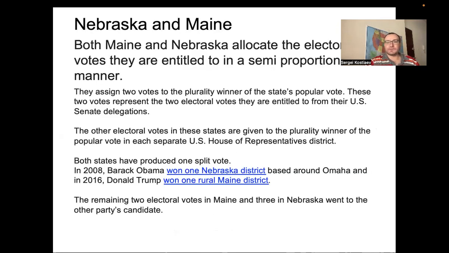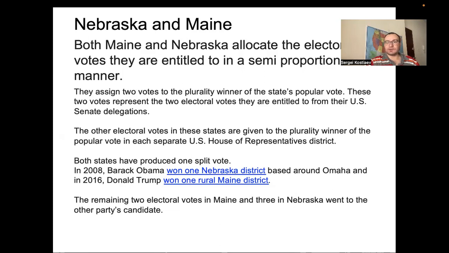In Nebraska and Maine, they have a kind of proportionate system. In that system, the candidate who gets the majority gets two electors from the Senate delegation. But if someone came second in Maine or Nebraska, that person gets one vote from a House delegation. And this is what happened in 2008. Barack Obama won one Nebraska district, which was urban and Democratic, and Nebraska is, I guess, a red state. And in 2016, Trump won a rural district in Maine, and Maine, I guess, is more of a blue state.